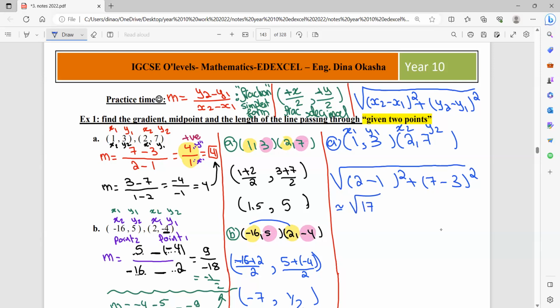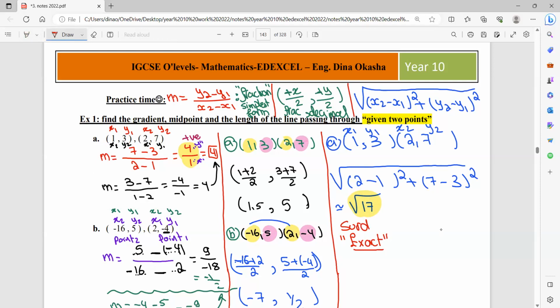Now, this answer, there is a video called surds. This answer is called a surd. Okay. Now, when do I leave the answer as a surd, I mean, don't change it to decimal? You leave the answer like this if the question says, find an exact value of the length, or if the question says keep your answer as a surd. So this or this, both are fine.